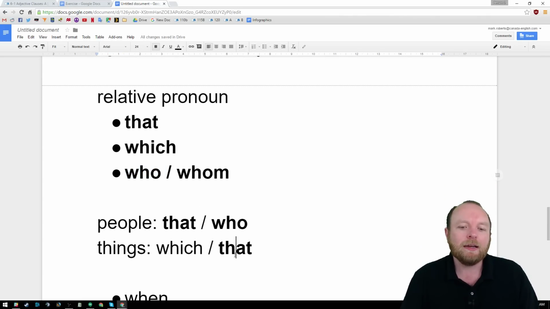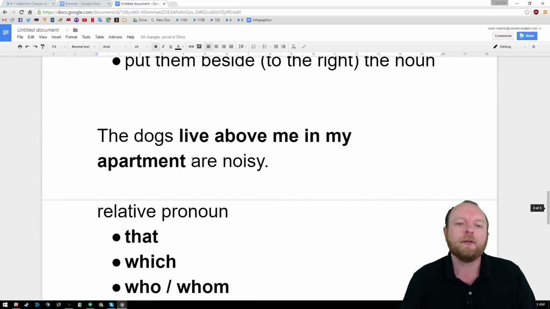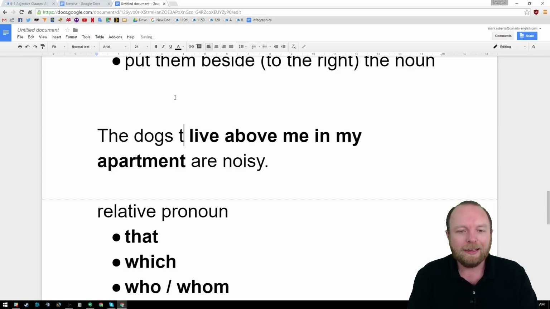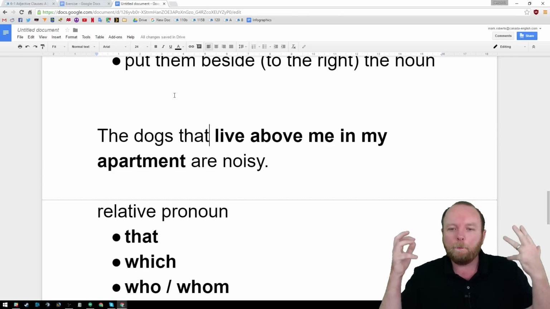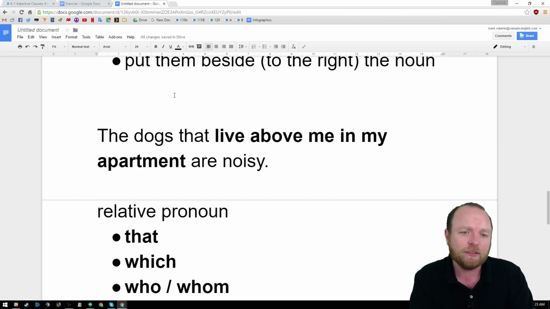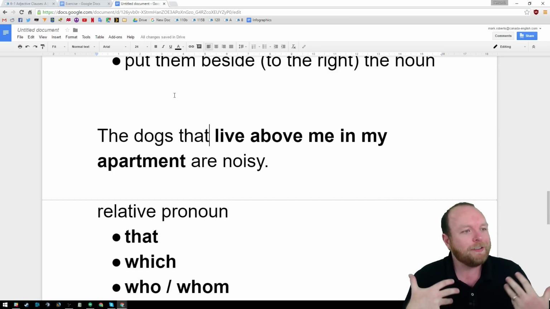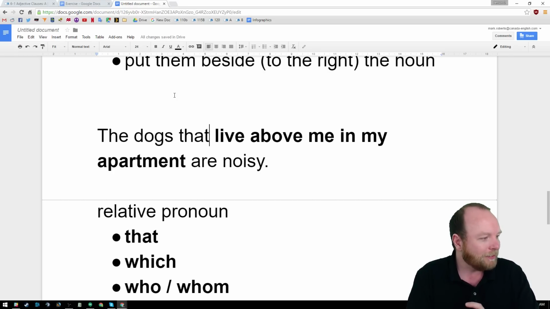So, remember, I said that is more popular, but which is okay. Which is okay, but definitely that is more popular. So, we put them here. The dogs that live above in my apartment are noisy. This is a beautiful sentence. It's a beautiful adjective clause. And yeah, now I know which dogs are noisy. The dogs that live above me in my apartment.